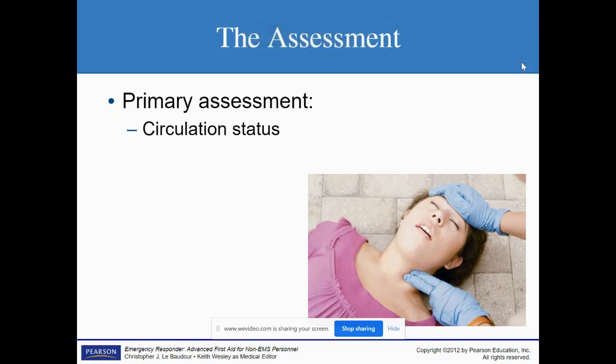Circulation status refers to two things. First, is the flow of blood throughout the body, and is the heart beating? The other is determining if there's any obvious uncontrolled bleeding. In most cases, if the person is not breathing, you will need to perform CPR. Check the pulse by either checking the carotid pulse, as you see in this photograph here, or with a conscious person, it may be more convenient to check the radial pulse alongside their wrist.